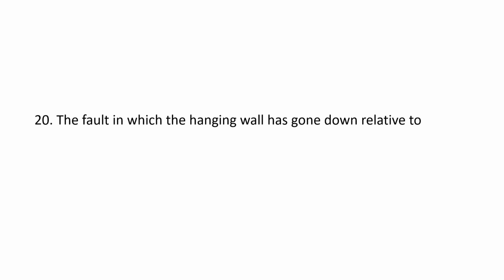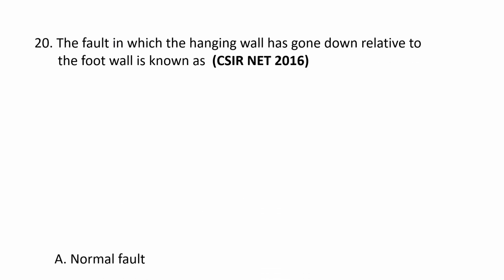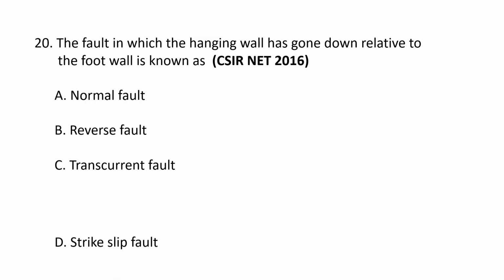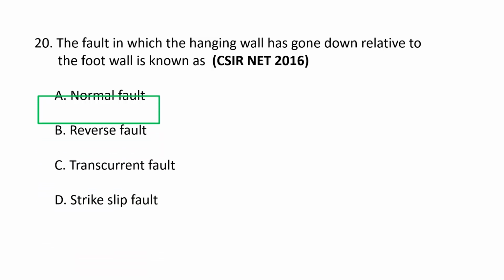Next question. The fault in which the hanging wall has gone down relative to the footwall is known as A. Normal fault, B. Reverse fault, C. Transcurrent fault, and D. Strike slip fault. The correct option goes as A.